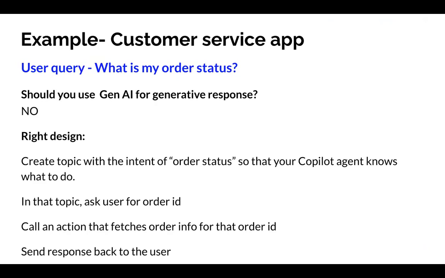But within that topic, you should be very definitive and not generative. It should be more like, hey, ask the user, "What's your order ID? Give me the order ID." And for that order ID, you can call an action that fetches the order info from whatever, like an API you might have written. In some cases, you might have created your own flow, but something that returns a very specific status of the order. There's no guessing, there's no generation going on. And now you can send the response back to the user. It's the very simple, right thing to do for the user experience.